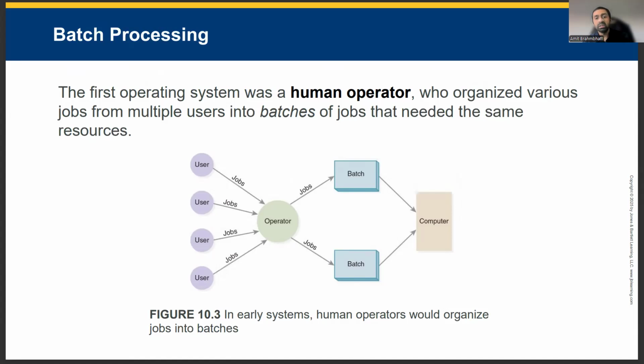The diagram illustrates how operators physically stacked and arranged jobs. While primitive by today's standards, batch processing laid the foundation for automation and scheduling systems in modern operating systems. As computers got faster, the human operator became the bottleneck, paving the way for automated OS-driven job management.